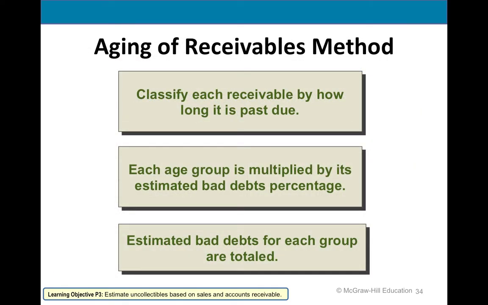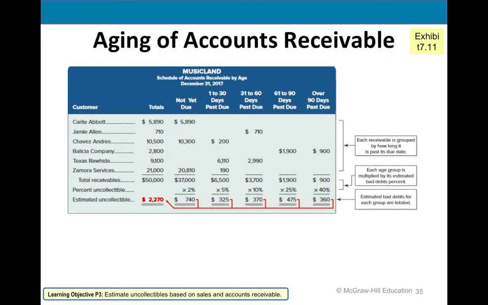Okay, the last one we talk about, we want to classify the receivables. It's called the aging of receivables method. This one says, okay, break down the receivables by their due dates. Again, not yet due, we estimate about 2% of that. Now, of course, as more time goes on, the percent gets higher. We start at 2% not yet due to over 90 days, that's 40%. So again, this says, okay, our allowance for doubtful accounts should be $2,270.